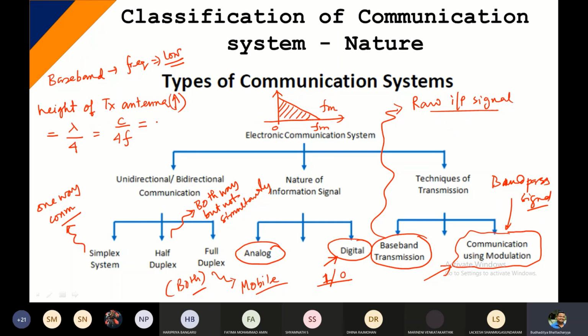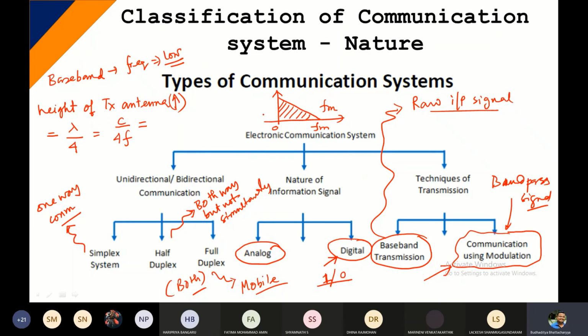Why we need modulation and what is the role of modulation, we might be discussing next day. But for the time being, understand that the baseband will always have low frequency, and that's why we would need a humongous, practical size of antenna, height of the antenna, which is not possible.